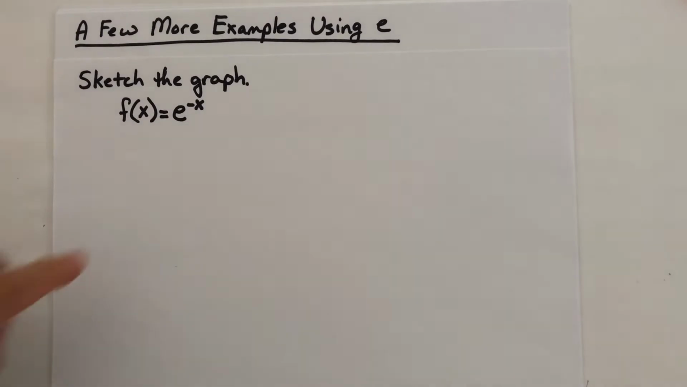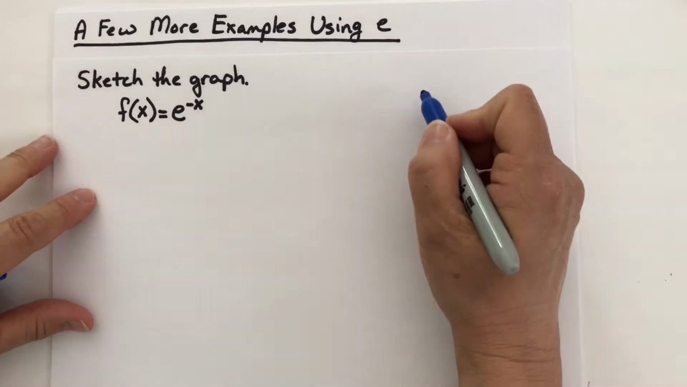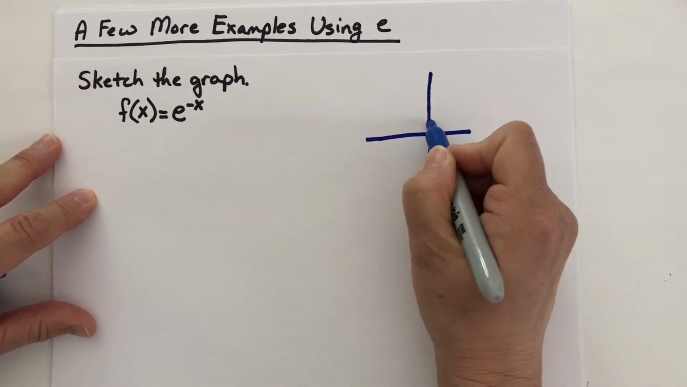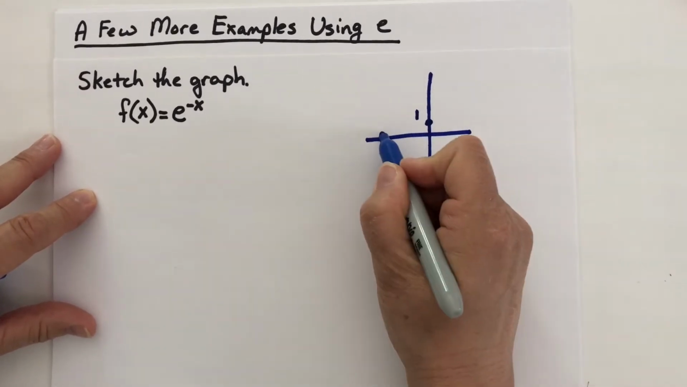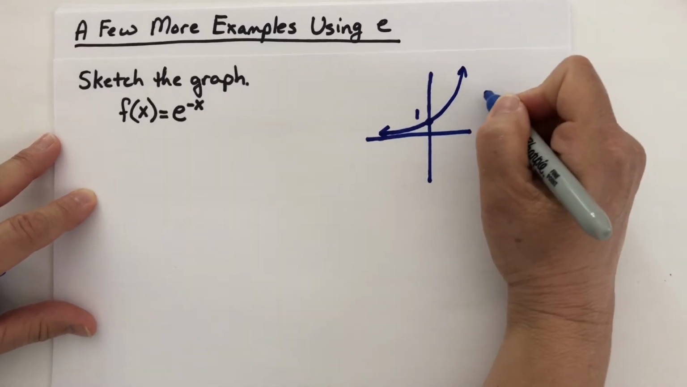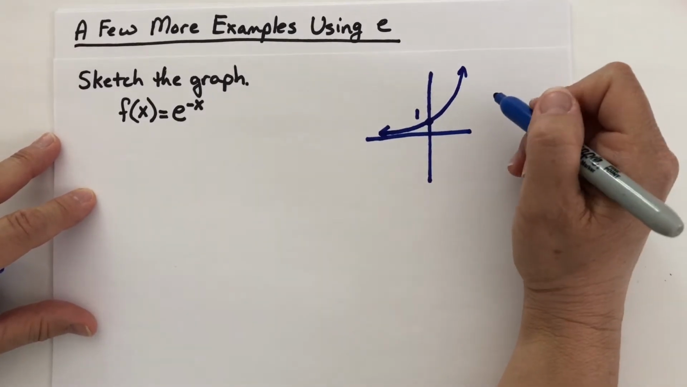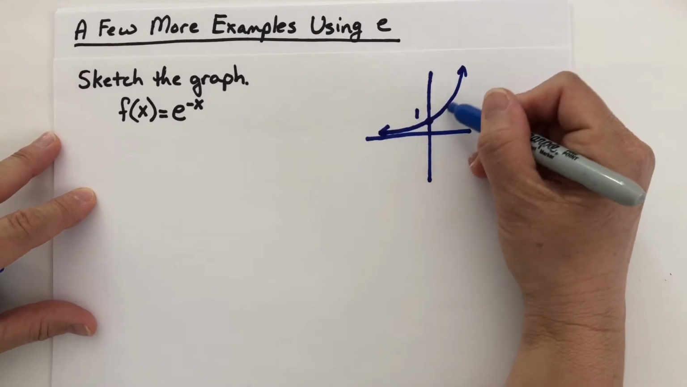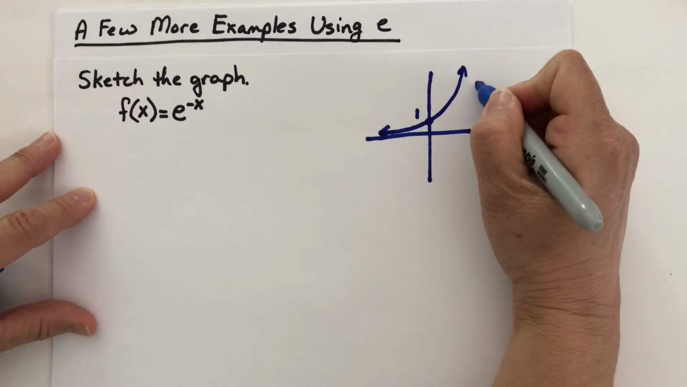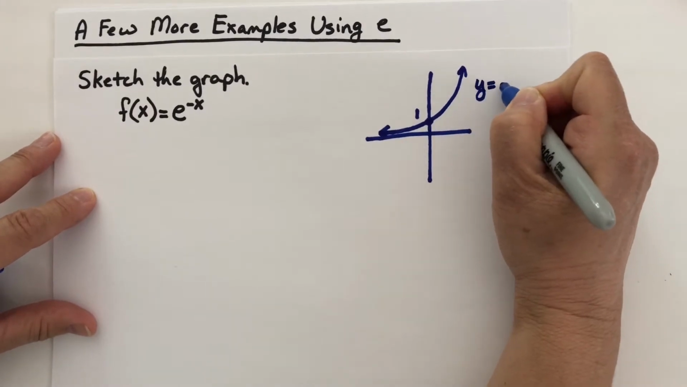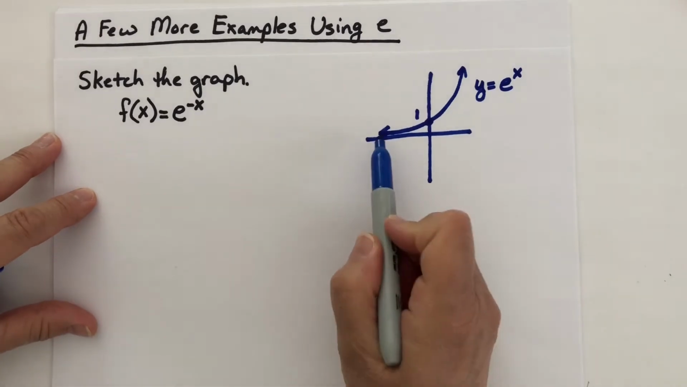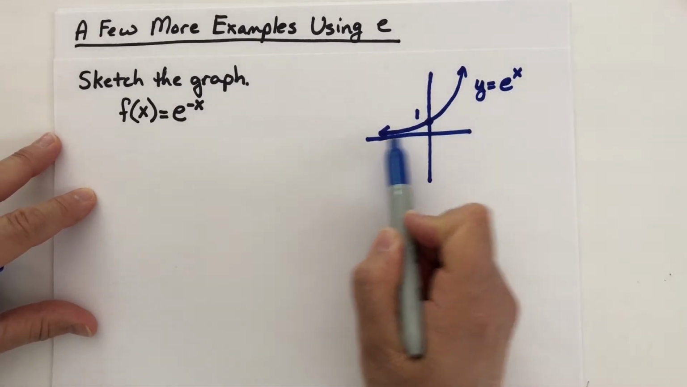Remember that an exponential with a base that is bigger than 1 looks like this. So that's y equals 3 to the x, or 2 to the x, or 17 to the x. And the base determines how rapidly it increases. So we could consider this to be a rough sketch of y equals e to the x. Remember, the asymptote is along this x-axis.